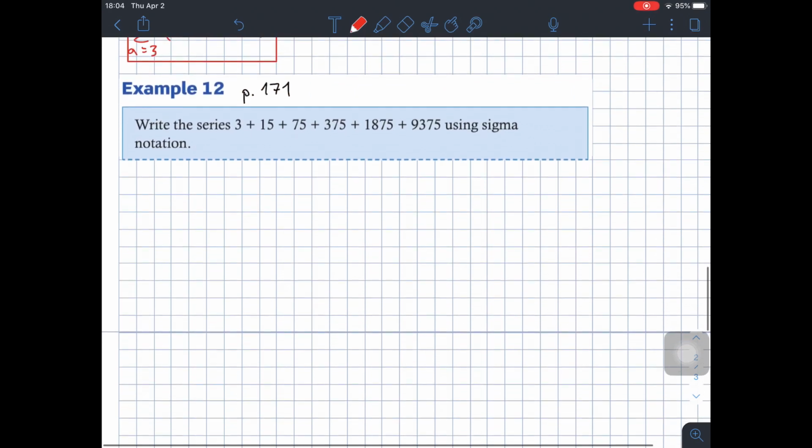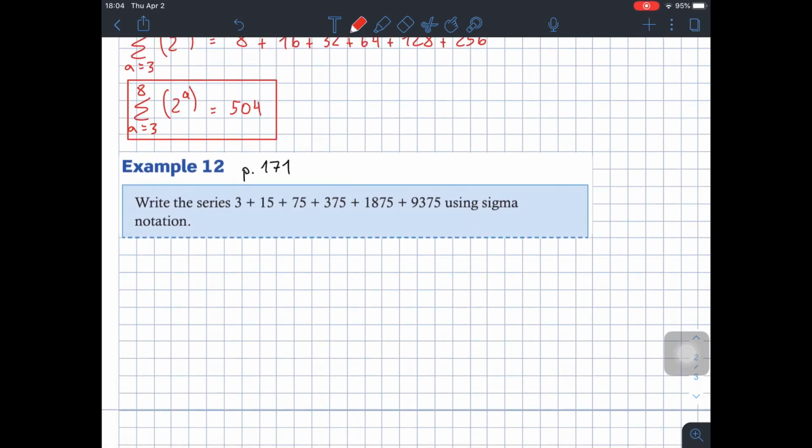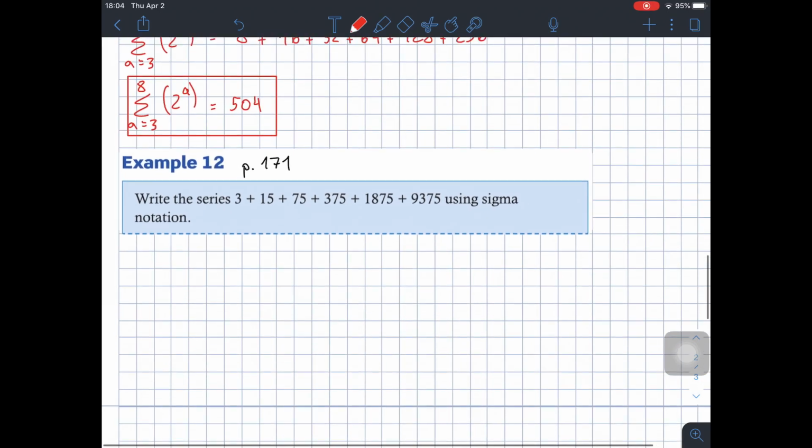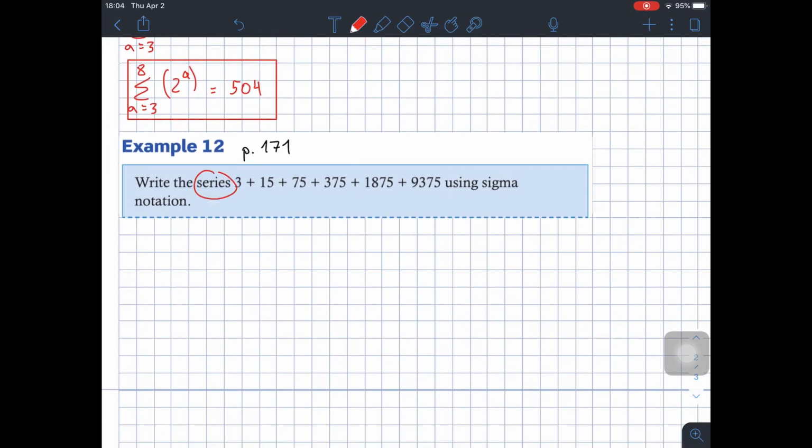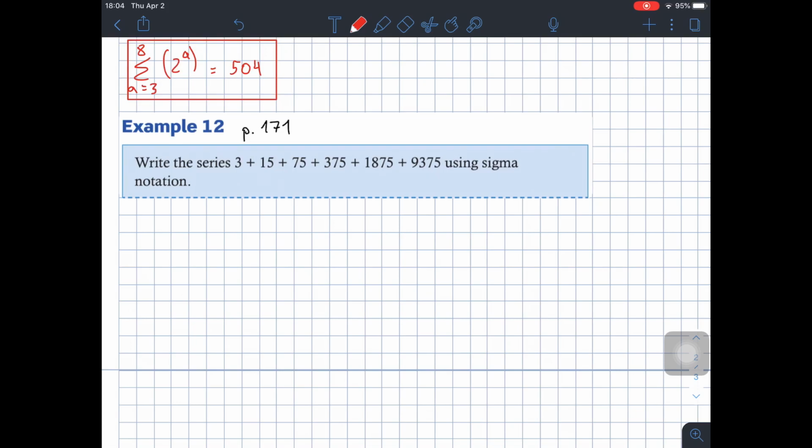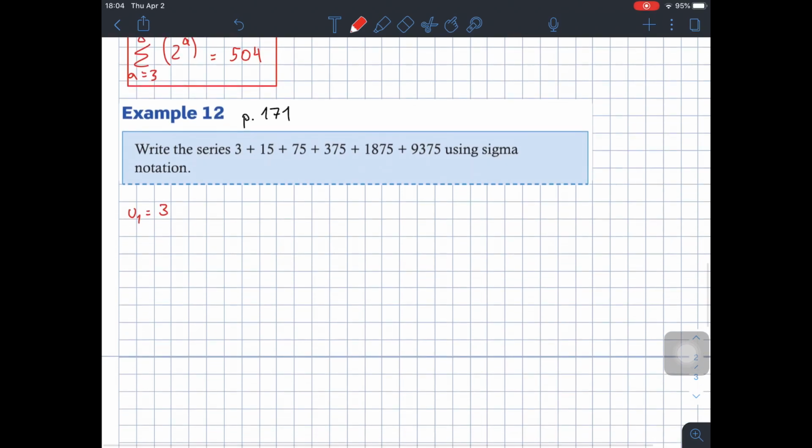It says, write the series 3 plus 15 plus 75 plus 375 plus 1,875 plus 9,375 using sigma notation. Okay, so we need to do the opposite here. First of all, we need to identify what type of series this is. Is it geometric? Is it arithmetic? Neither. Let's see. So, U1, the first term, is 3, right? So 3.